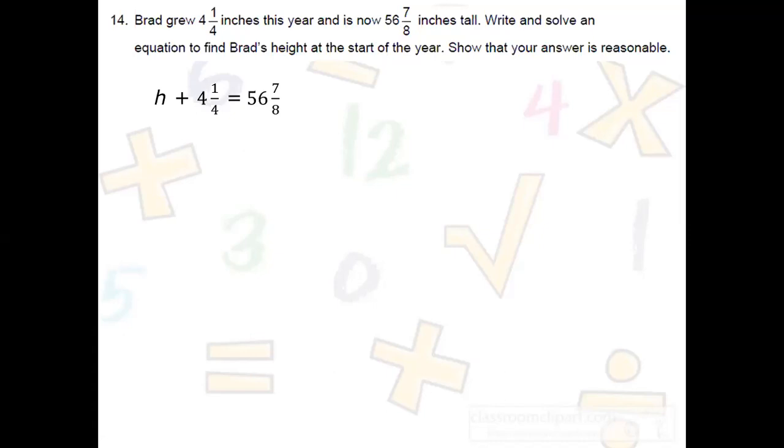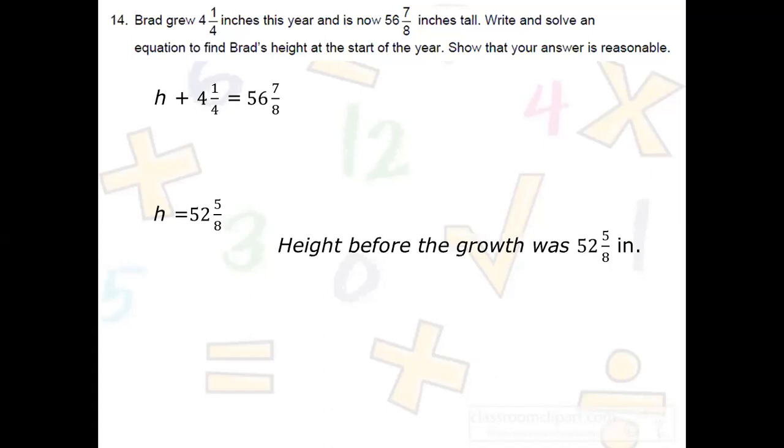Now hold on, this is going to be a little bit lengthy because there are different kinds of fractions. So let me show you how to solve this. If you have solved it, the answer has to be 52 5/8. This is how you're going to do it. 56 7/8 minus 4 1/4 will give you 52 5/8. Let me show you the steps.